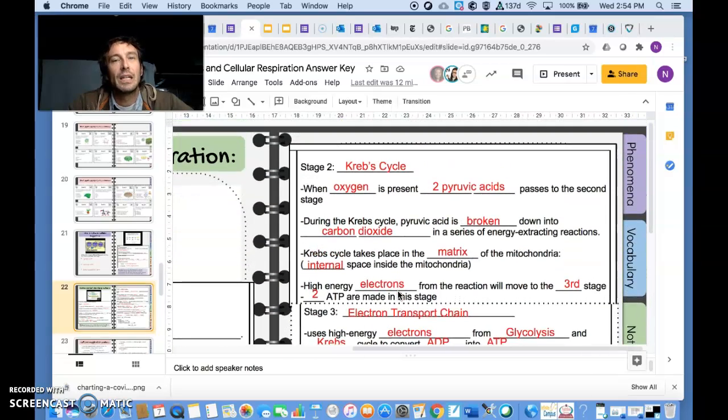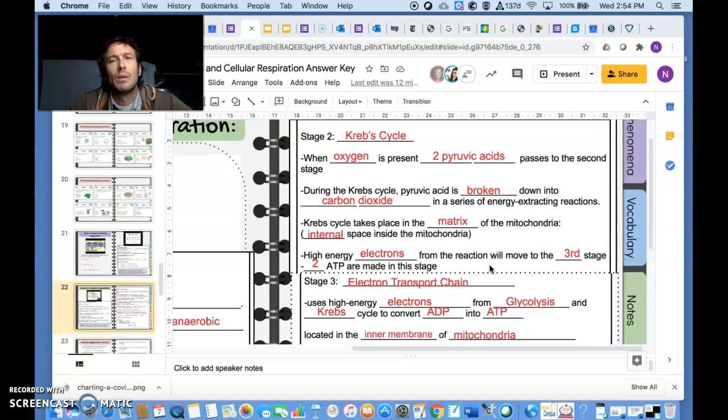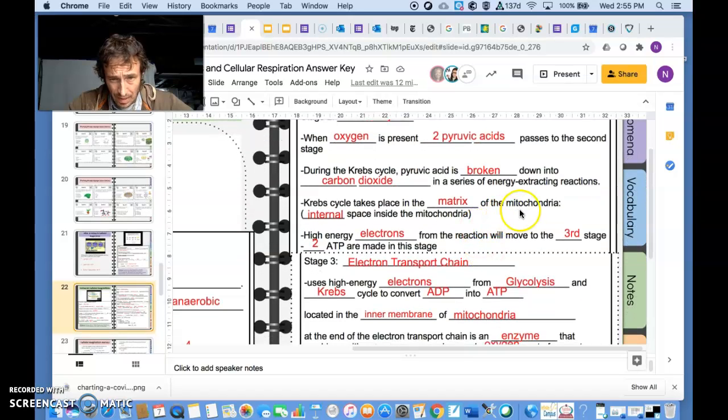All right, moving on. Stage 2 is the Krebs cycle. When oxygen is present, the pyruvic acid passes in. So now we're talking about an aerobic process. The pyruvic acid passes to the second stage. Now we're involving the mitochondria. Okay, so pyruvic acid is broken down into carbon dioxide. And this is taking place, again, in the mitochondria. And you can see high energy electrons from this reaction will move to the third stage.